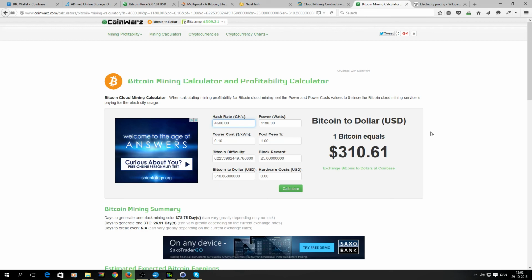So do the calculations, and in case you are living in an area with low electricity cost, and you have the funds to invest in a miner, I strongly suggest you to do that.